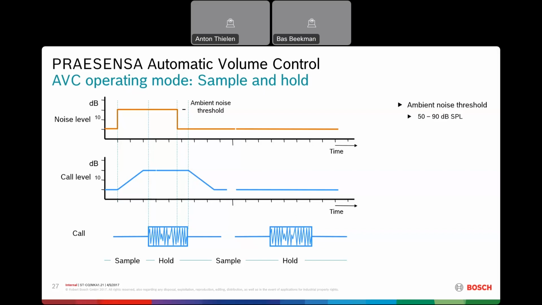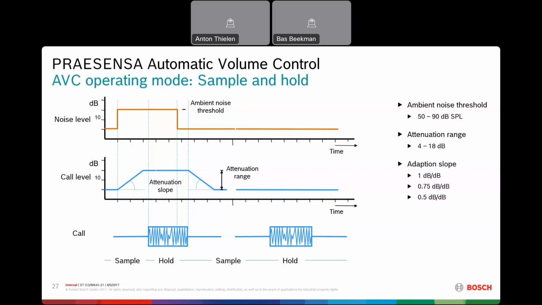There are some parameters you can configure. So there is an ambient noise threshold, from where the call level is being reduced. So that's the maximum noise level from where the call level starts to be reduced. You have also an attenuation range, so you can have a maximum adaptation of 4 till 18 dB. So you can set maximum 18 dB attenuation of your maximum call level.